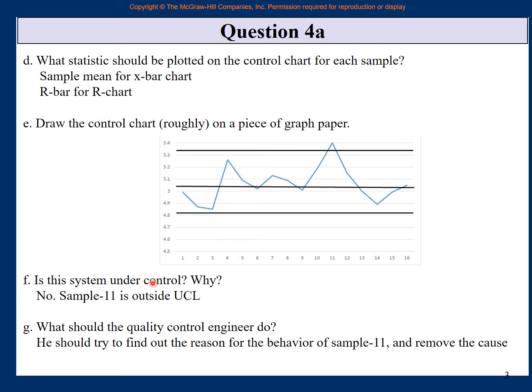Is this system under control? Why? If you have drawn this correctly, one value is outside the control limit. As soon as one or more values are outside the control limits, you say that the process is not under control. No, the process is not under control. Why? Sample 11 is outside the upper control limit. If you have roughly drawn it correctly using the values calculated on the previous pages, your answer will be right.